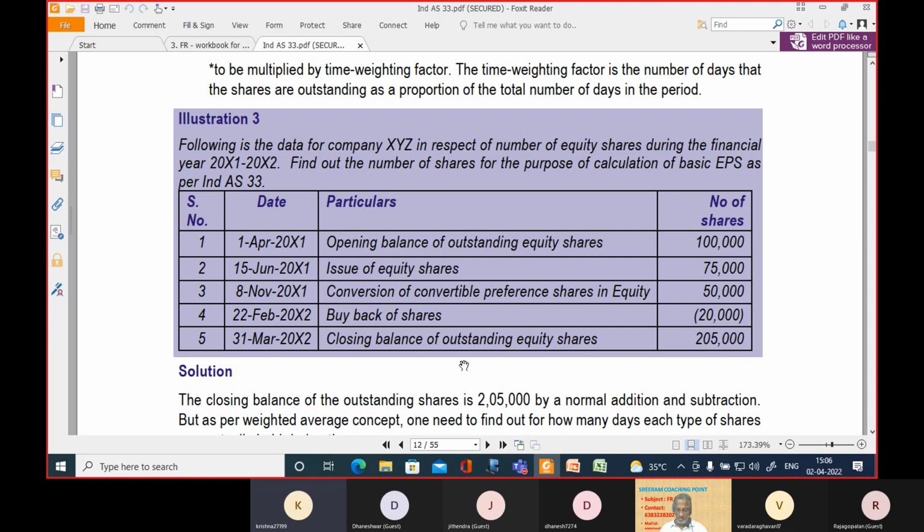Serial number 1. Date April 1st, 2001, opening balance is 1 lakh. 15th June, issue of equity shares, 75,000 shares. 8th November, conversion of convertible preference shares into equity, 50,000 shares. 22nd February, buyback of 20,000 shares. 31st March, closing balance 2,05,000 shares. So why don't you find out the weighted average number of equity shares?